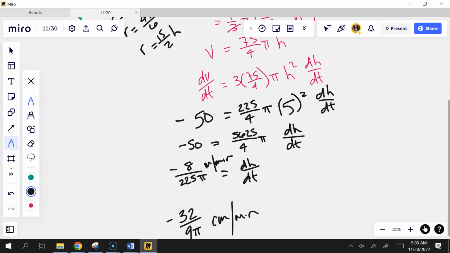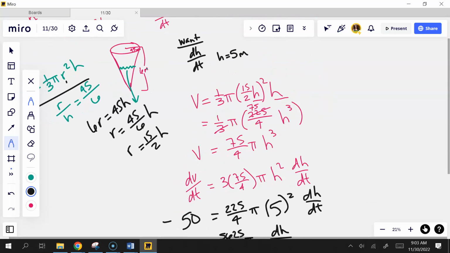And then B says, how fast is the radius of the water surface changing at that moment? Oh my goodness. Okay, so part B. How fast is the radius? So this time I'm looking for dR/dt.